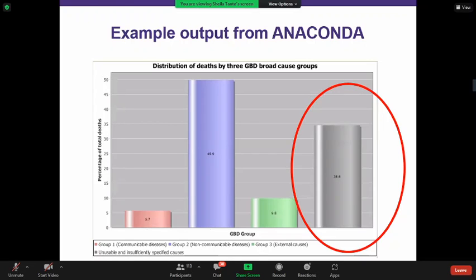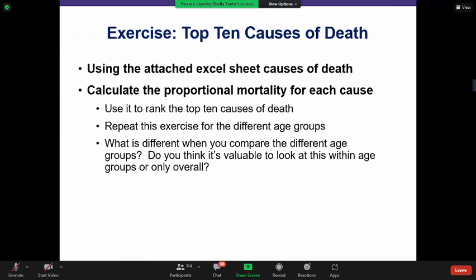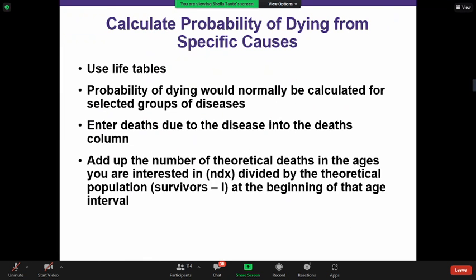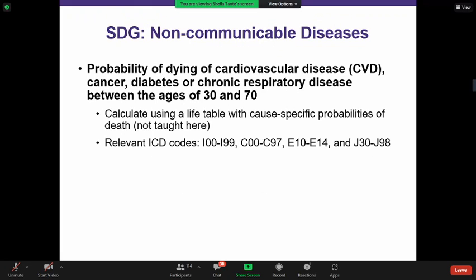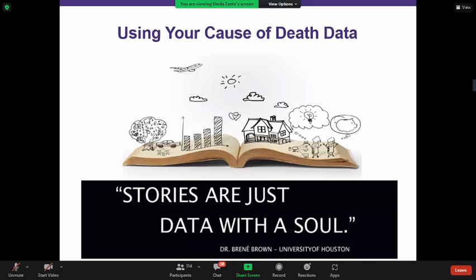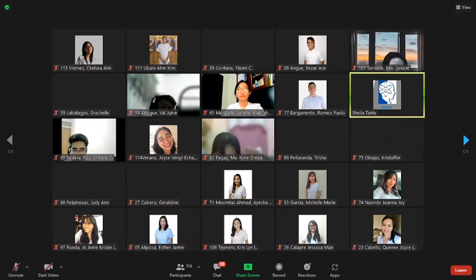So we're not already done with this one. So using your cause of death data, adjust it. So it's really important to identify. Okay, so we're done with the topic.